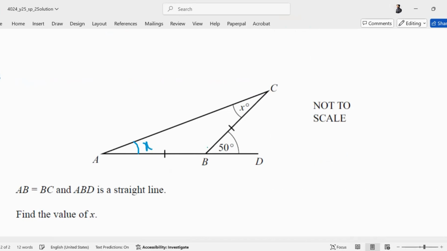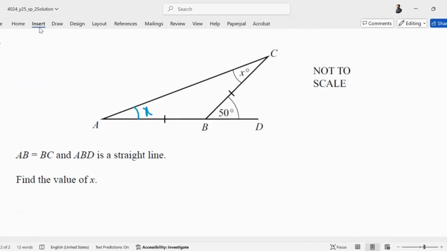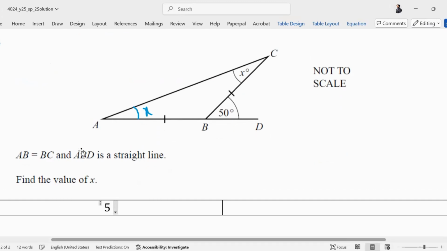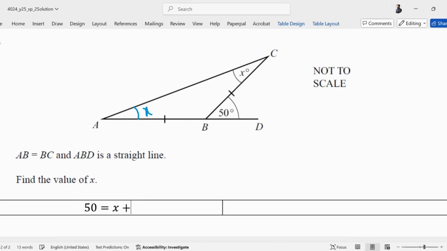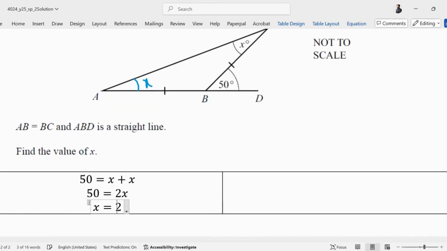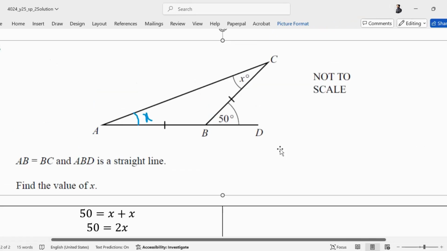Now, the best way to do it: 50 degrees is what we call the exterior angle. The exterior angle is the sum of two opposite interior angles. So I can just say 50 should be equal to x plus x, which is 2x, and x will be equal to 25. But I've rarely seen students using this property, which is a very good property, but students do not prefer to use this.